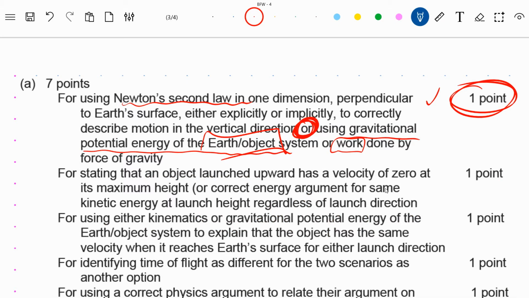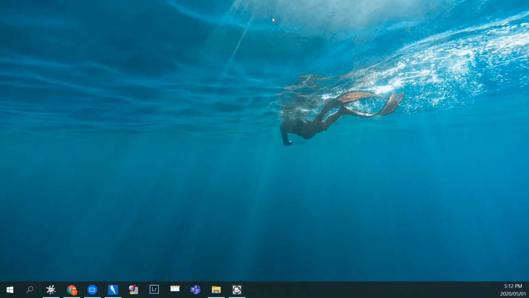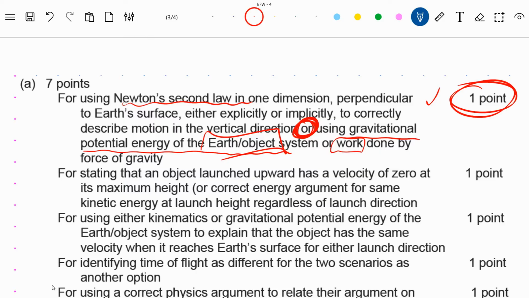Whew, okay. Oh, what happened there? Accident. Get back on there. Okay, so second point. Let's switch to green for contrast. Okay, so 1 point. For stating that an object... Now just to be clear, stating means you really have to have said it. You can't just imply it or anything like that. So for stating that an object launched upwards has a velocity of 0 at its maximum height... Okay, so I didn't say that, but again, I think there's going to be the or.